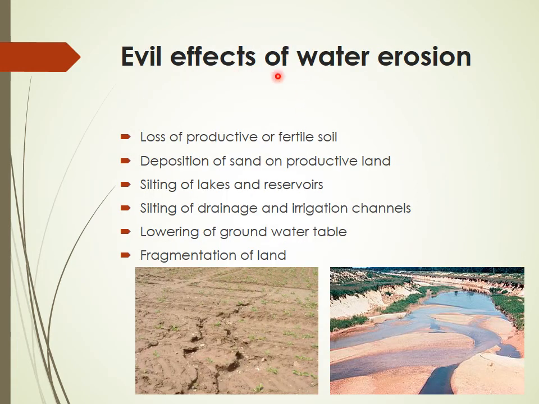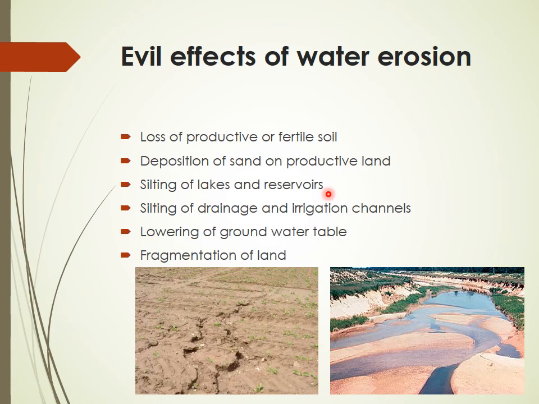Next one is evil effects of water erosion. When the top fertile soil is removed, then the productivity or fertility of the soil will definitely be reduced. As seen in this image, the top fertile soil is being eroded, so the fertility of the soil is automatically lost. Then deposition of sand on productive land. When eroded sand from somewhere is deposited over productive land, that is again a problem.